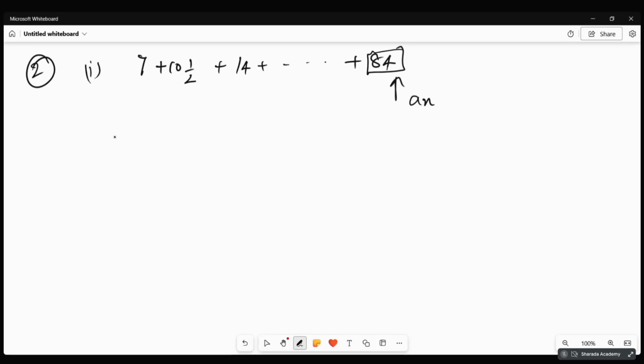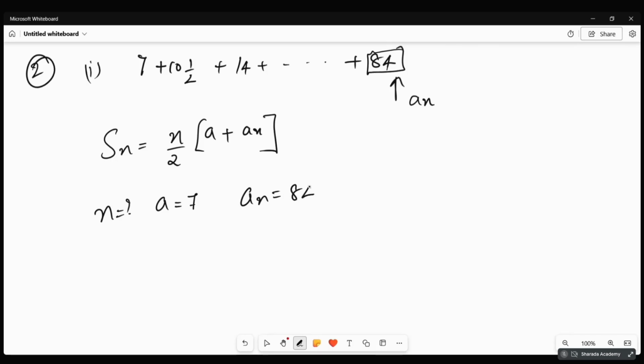So what you have to do, Sn is equal to n by 2 into a plus an, I can take, what we discussed first. How many terms, we don't know n here, so you have to calculate that. A we know it is 7 and an we know it is 84. So first calculate n. An is equal to what? A plus n minus 1 into d. The last term will give you how many terms.